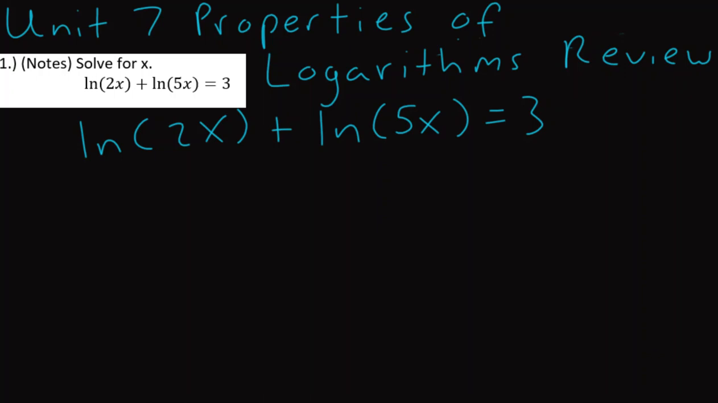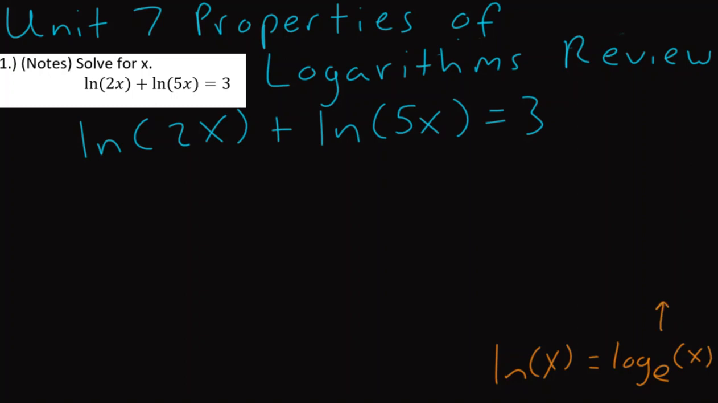Now, number 1, it says solve for x when given the natural log of 2x plus the natural log of 5x is equal to 3. Let's go ahead and note off to the side that whenever we see the natural log of anything, let's just call it the natural log of x, this is equivalent to writing the word log with a base of e to the x.